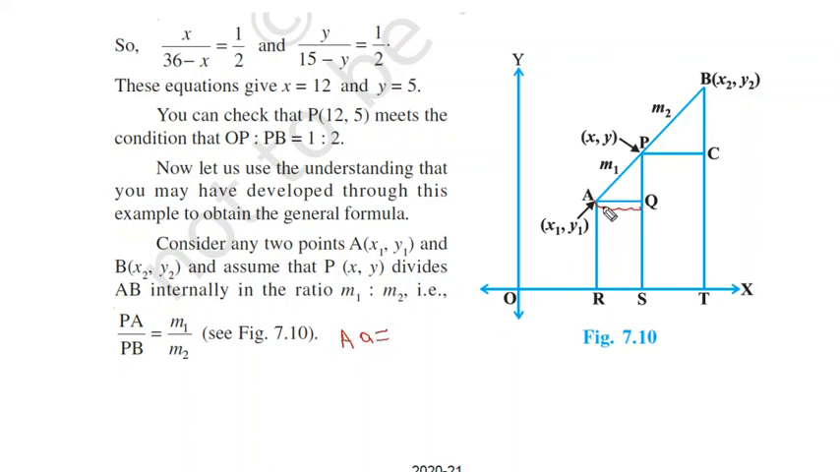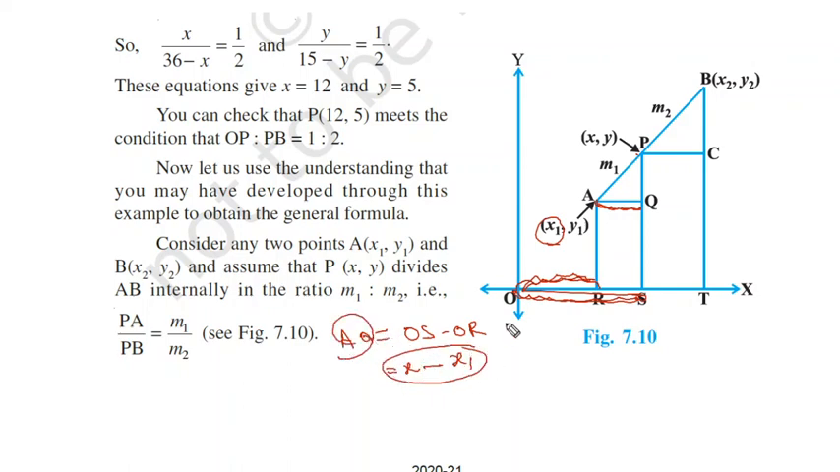AQ is equal to, what will be the length of AQ? AQ will be OS minus OR. Now what is the length of OS? OS is X. And what is the length of OR? Where is OR? OR is here, so the length of OR is X1. So X minus X1. The length of AQ is X minus X1.